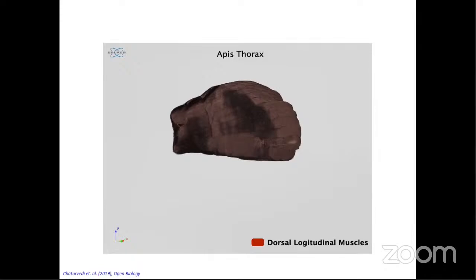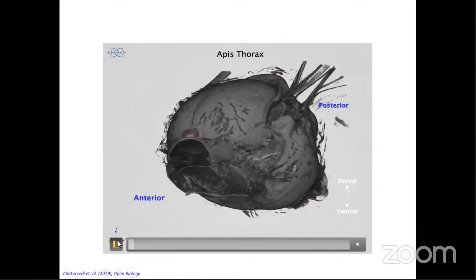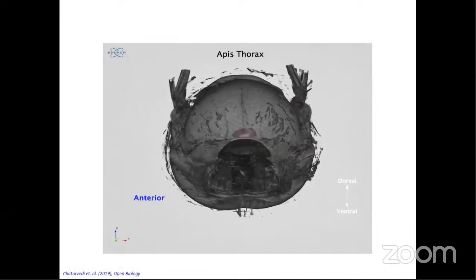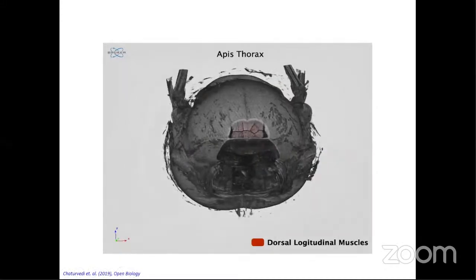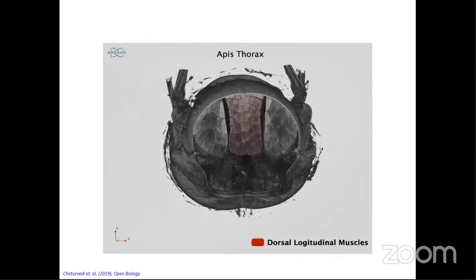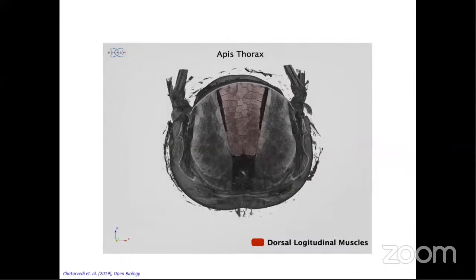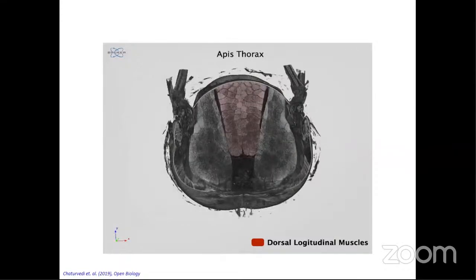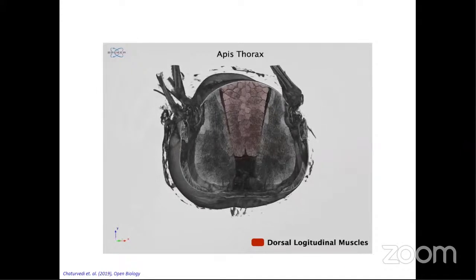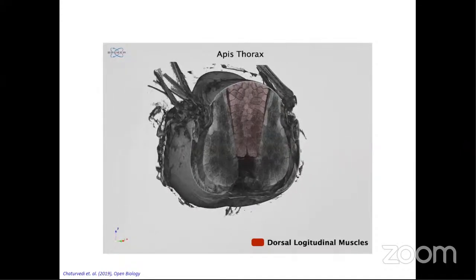Based on this feature of X-ray photons to penetrate through your sample and resolve the internal parts, as you see here in the video, I'll just play it again. We are able to visualize not just the surface, as you can see in grayscale, but also the internal parts, which are pseudo-colored in red. Those are specific parts of the musculature present inside the thorax of the animal.